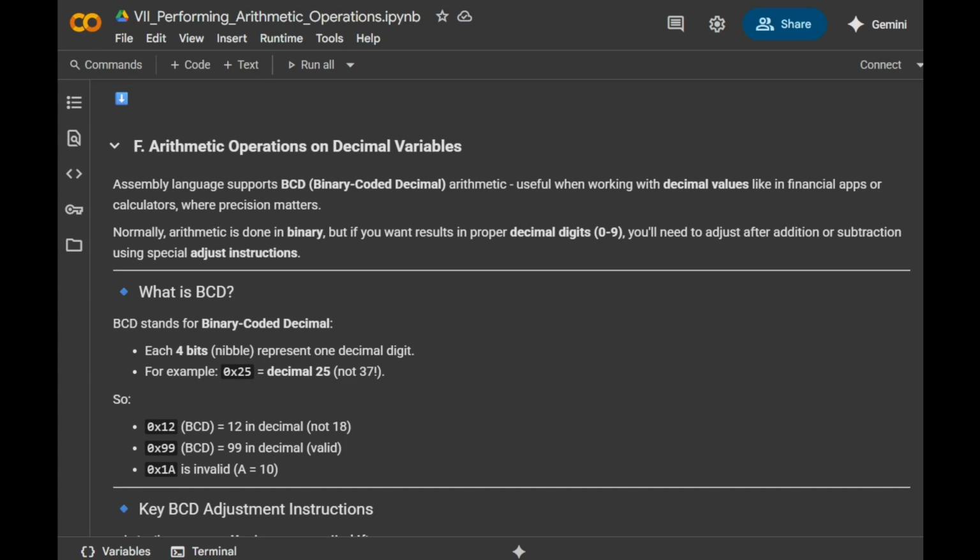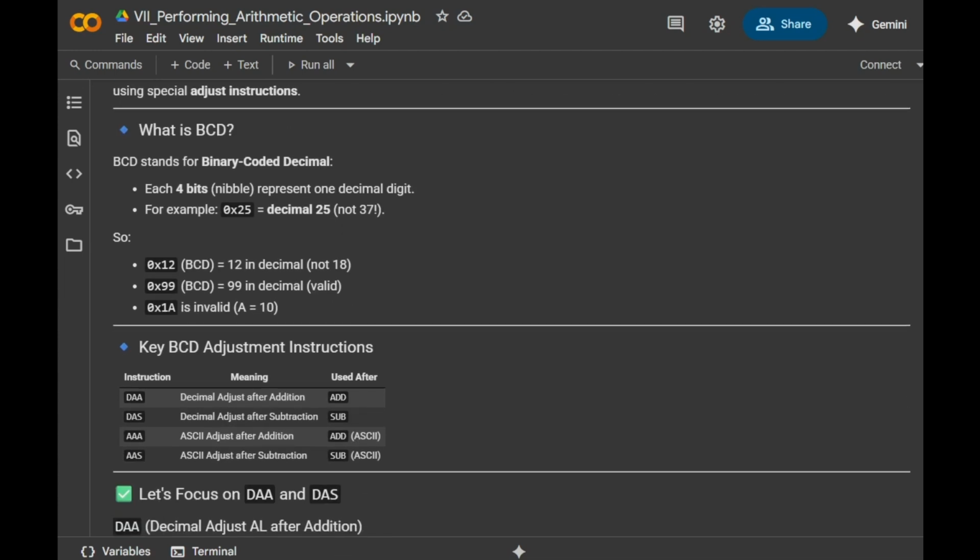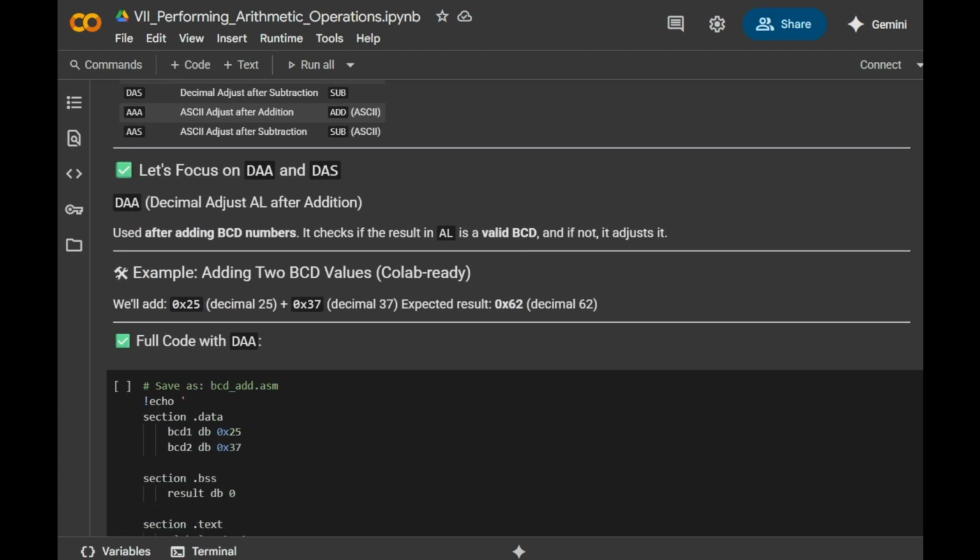To work with BCD, we use special adjustment instructions after performing addition or subtraction. The key instructions are DAA for decimal adjust after addition, and DAS for decimal adjust after subtraction. Let's focus on DAA. You use it right after an ADD instruction. It checks if the result in the AL register is a valid BCD number, and if not, it adjusts it.